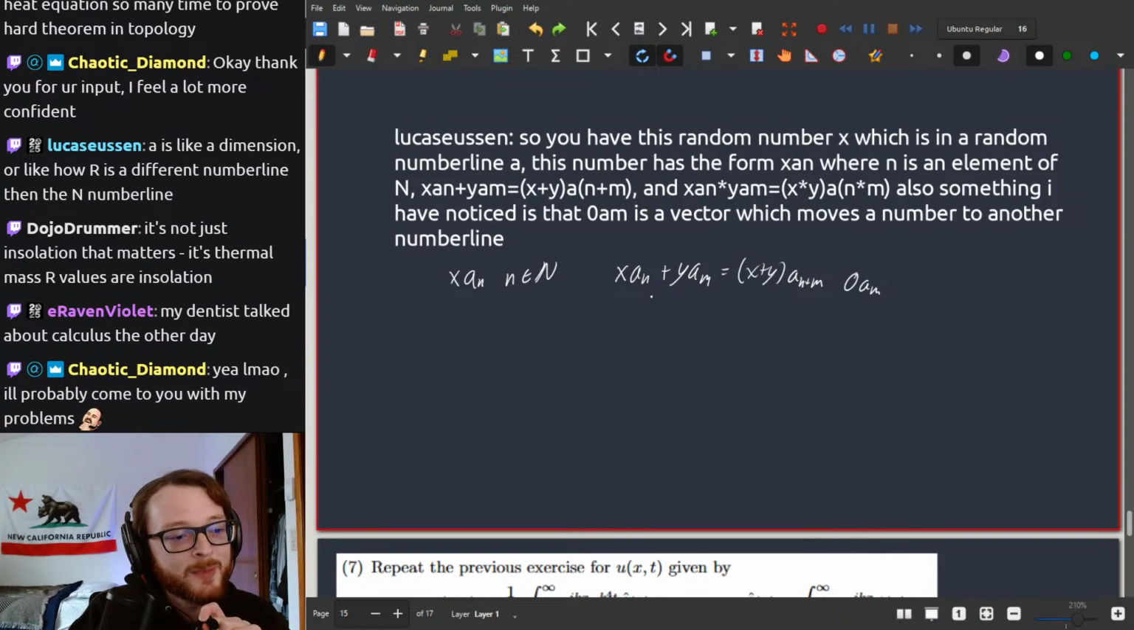It's not just insulation that matters, it's thermal mass. R values are insulation. Okay.